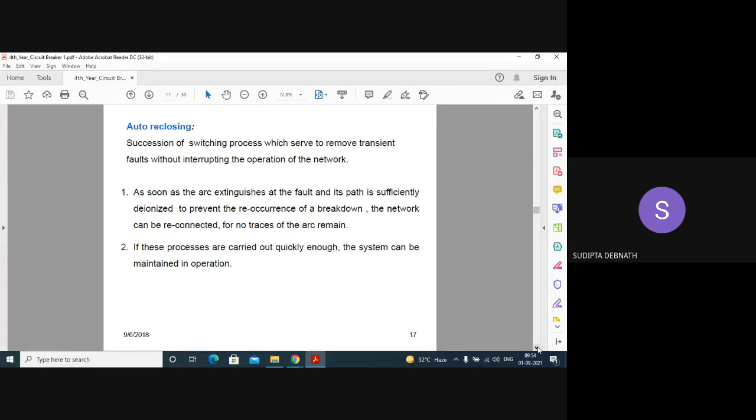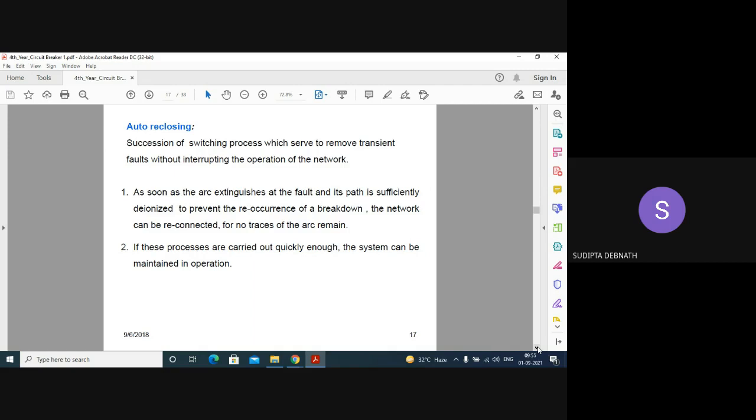Within a very short time that branch will fall to the ground. Okay. So the fault will be cleared. But if there is no auto reclosing mechanism in the circuit breaker, even after the fault is cleared, it will be kept open. Okay, so this is not desired. So auto reclosing property is there.